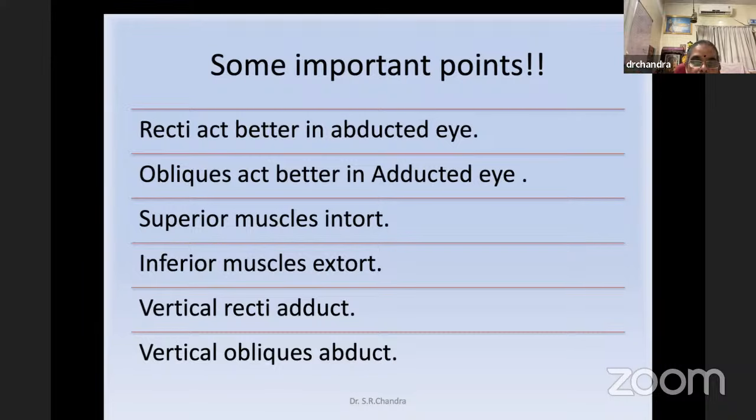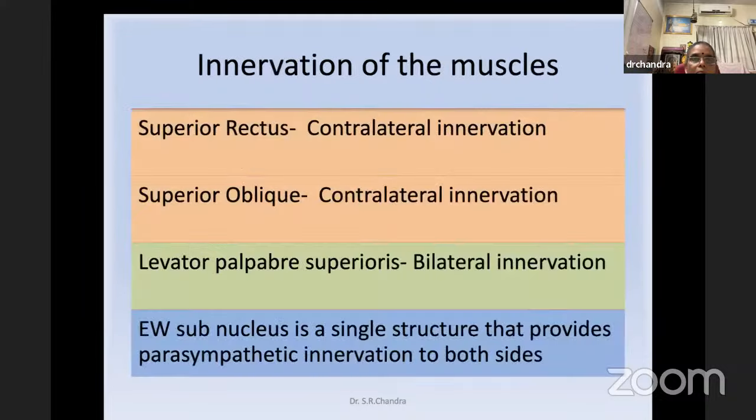Superior muscles, that is superior rectus and superior oblique. Superior muscles, not superior recti. Superior muscles intort. This, if you know by heart, you know the end muscles which carry out the various movements. And the inferior muscles, that is inferior rectus and inferior oblique, extort. Vertical recti, superior rectus and inferior rectus, adduct. Vertical obliques, that is superior oblique and inferior oblique, abduct.